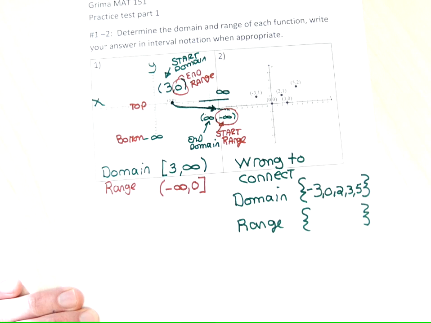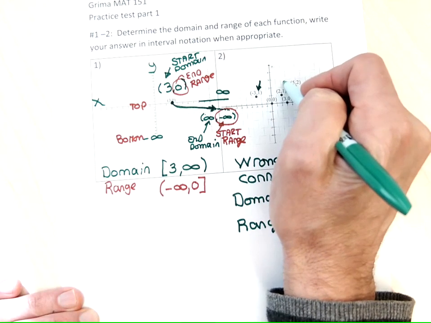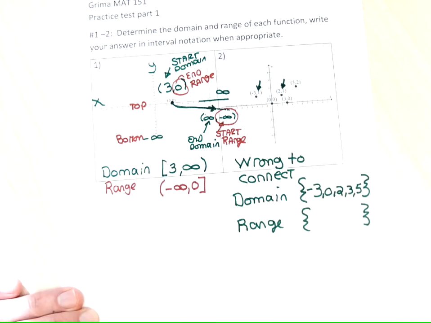The range is going to be the y's, and when I look at the points, there are 2 points that have a y of 1. I only need to have each individual y in my range. I don't need to put 2 1s. I need to only put 1 1.